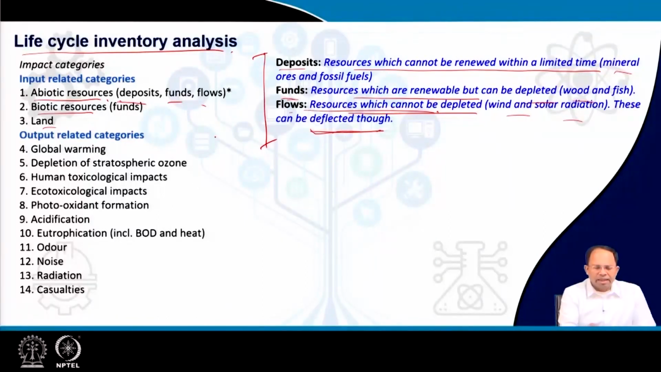deposits, funds and flows are there, and some of these could be abiotic resources, but for biotic resources, most of these are funds. That means wood, fish, these are mostly biotic resources, whereas abiotic resources could be deposits, funds and flows. And land is of course another input.